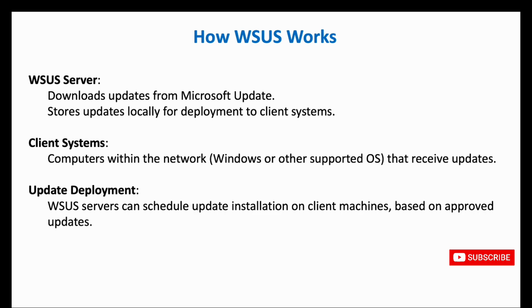Then the client machines which you are running on-prem will connect to the network and report to that console. Those will be coming under the support. It checks whether the received updates are actually applicable on that particular OS or not, and then updates the deployment. So the WSUS server can schedule update installation on client machines based on the approved updates.